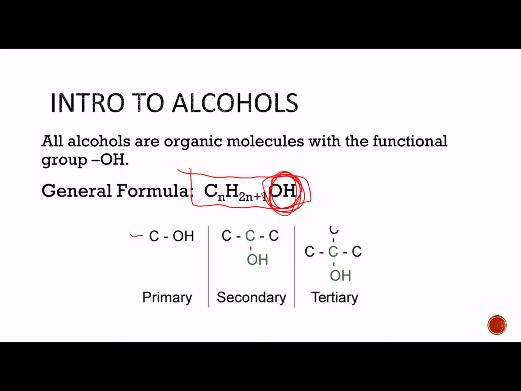Primary is when you have a carbon attached to one other carbon. The carbon that has the alcohol specifically being attached to one other carbon. When you have a secondary, it means the carbon that's attached to the alcohol is attached to two other carbons, and then in a tertiary alcohol you have a carbon attached to three other carbons. So those are the different types of alcohols you can have.